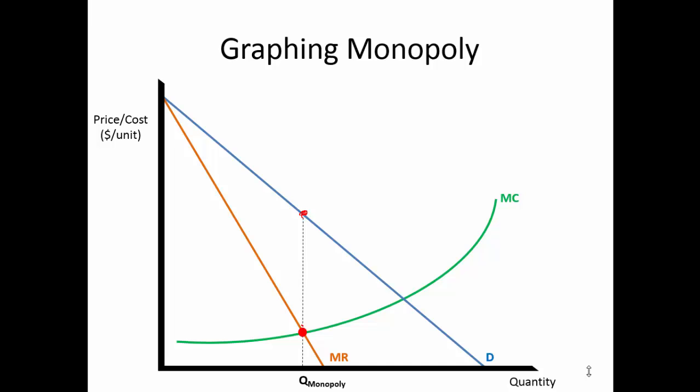Remember, that's a feature of monopoly. Price is way above costs. And there's a permanent locked-in profit. So there's a monopolist's price. There's a monopolist's total revenue. Now, of course, to calculate profits, we need to find total revenue minus total cost.